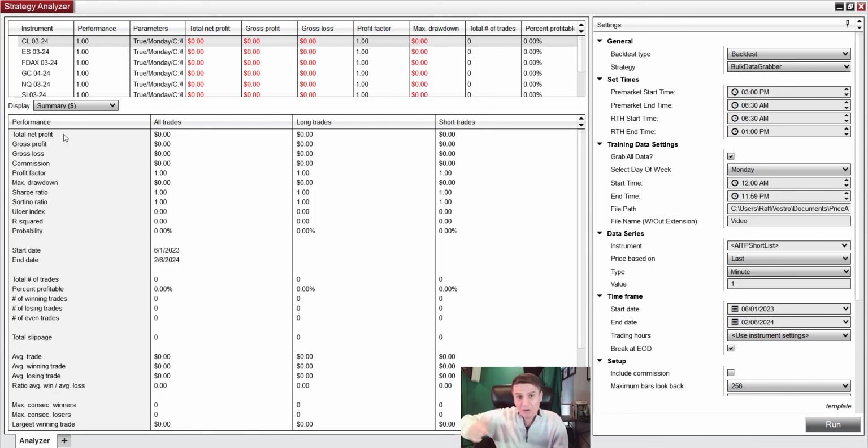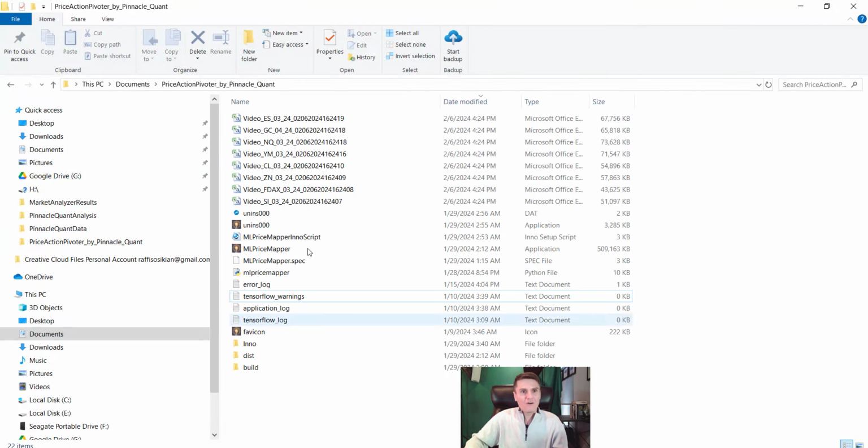Like I said, we did acrobatics with NinjaTrader's strategy analyzer backtest engine. Okay, watch this, guys. All right, what is this? It's all of the files that it generated when I ran it. Okay, watch this folder, Price Action Pivoter by Pinnacle Quant. Automatically, it wrote to that folder. You don't have to do anything. It's going to do it on your computer too, or your VPS machine too. Okay, so these are the files that it generated.